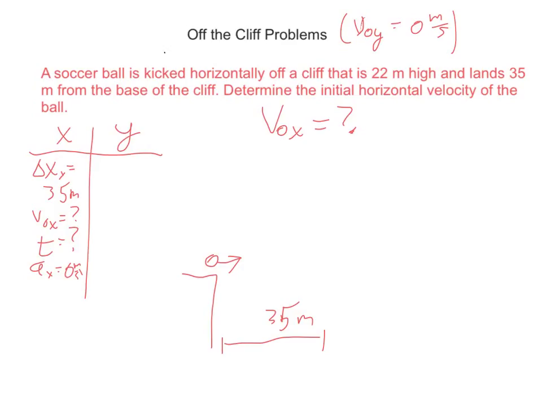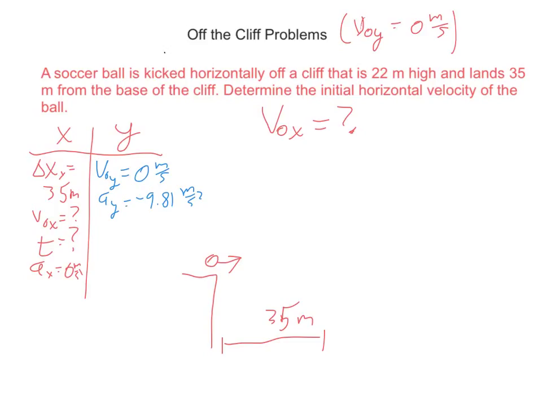Let's now switch gears. Let's look at the y direction. What do I know in the y direction? I actually know a lot. I know since it's being launched horizontally, that automatically tells me that there is no initial velocity in the y direction. So v naught y would be 0 meters per second. I also know that the acceleration in the y direction is a negative 9.81 meters per second squared, because the only force acting on the ball is gravity in the y direction.